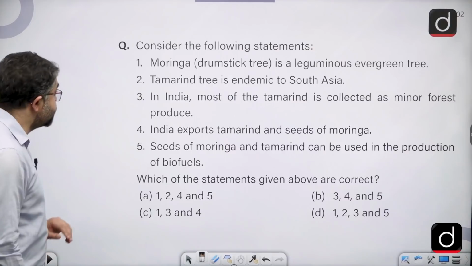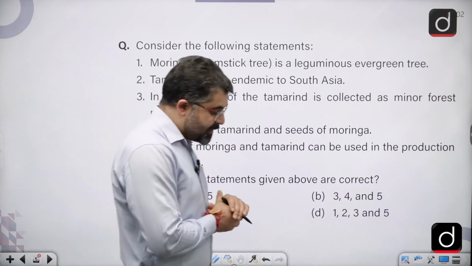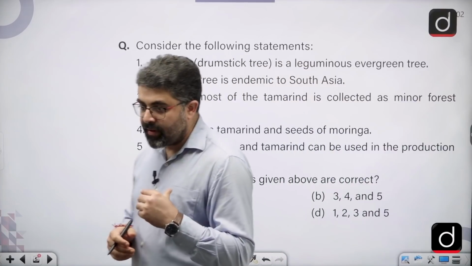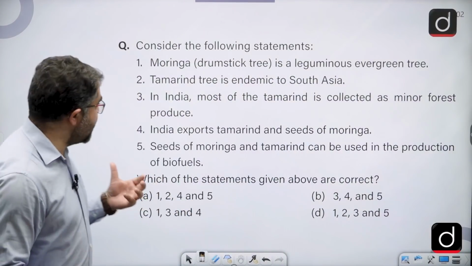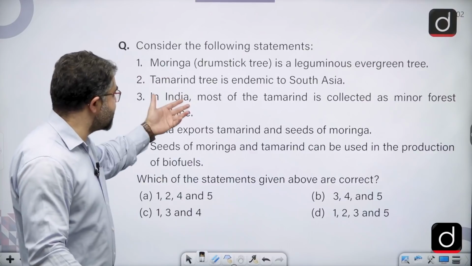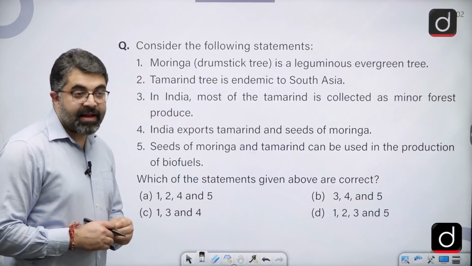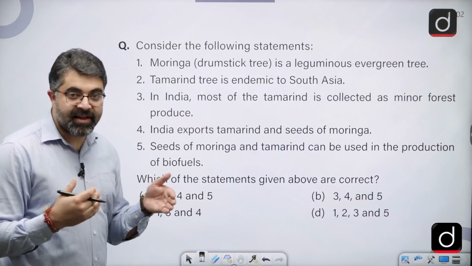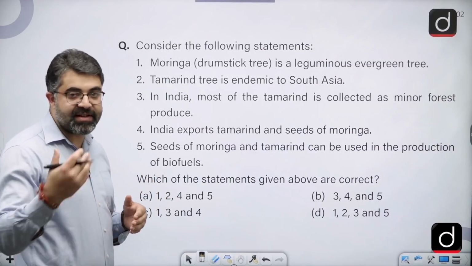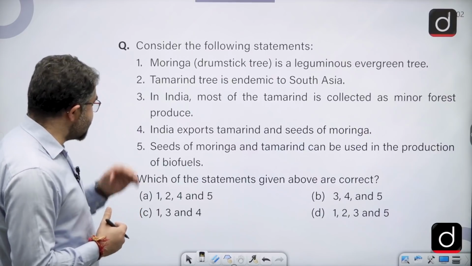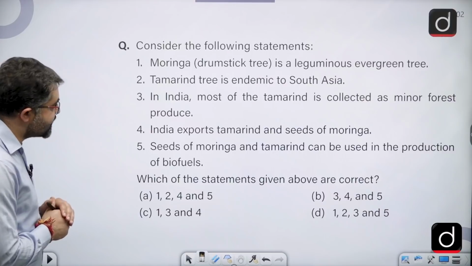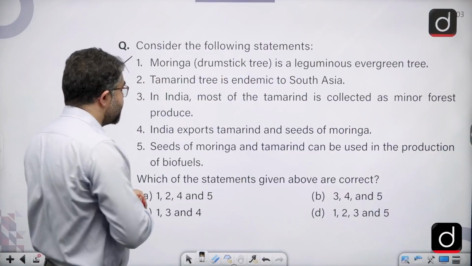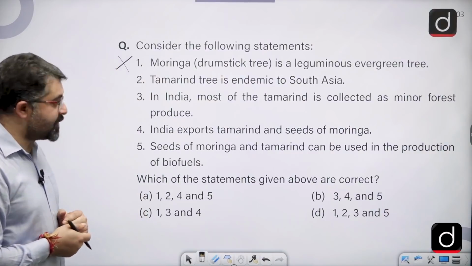Then comes question number 2. Now I should be very honest here, saying that we did not expect a question on tamarind seed, or we did not expect the question on the drumstick tree or the moringa tree. And that too, this year the question pattern has been that endemism has been asked, so far as the vegetation or these crops are concerned. So the first statement says that moringa is a leguminous evergreen tree. No, it is not an evergreen tree. So wrong statement. Tamarind tree is endemic to South Asia.